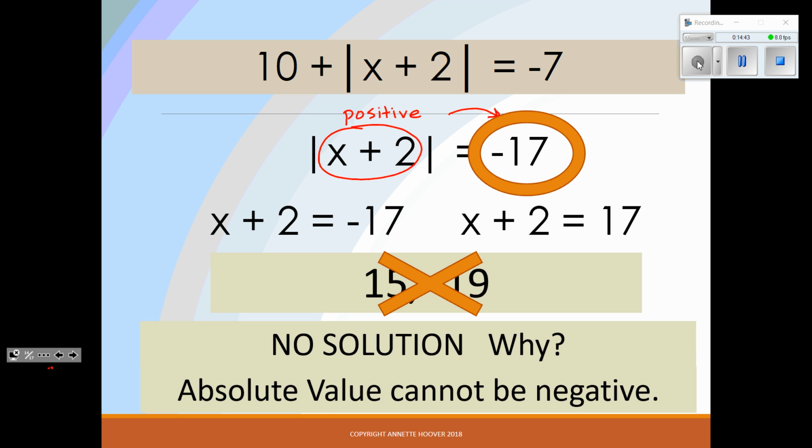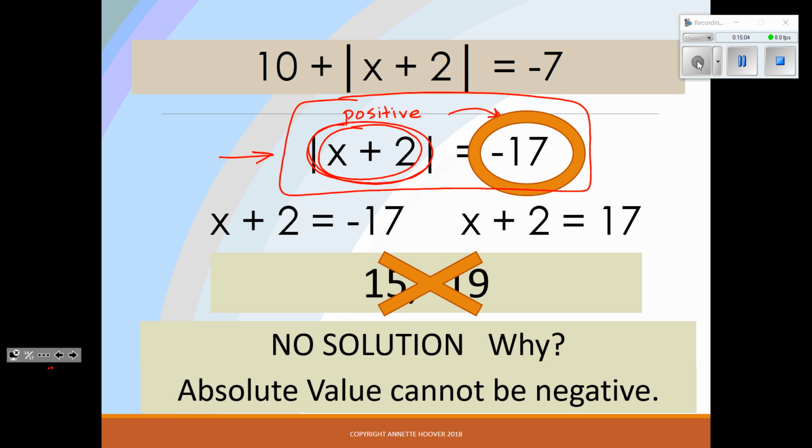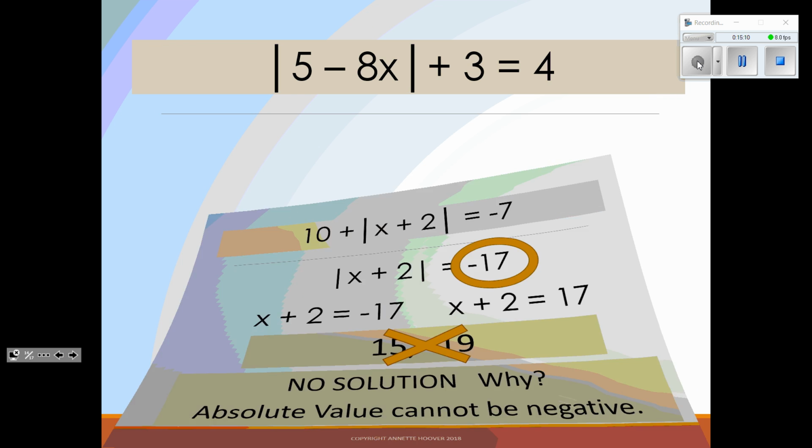So if you know this, when you get to this point right here and you see that absolute value set equal to a negative number, you should just know that there's no solution without having to find the solutions and plug it back in to see if they check. So be watching for that. After you get the absolute value by itself on one side, check to make sure that the other side is positive. If not, there is no solution.